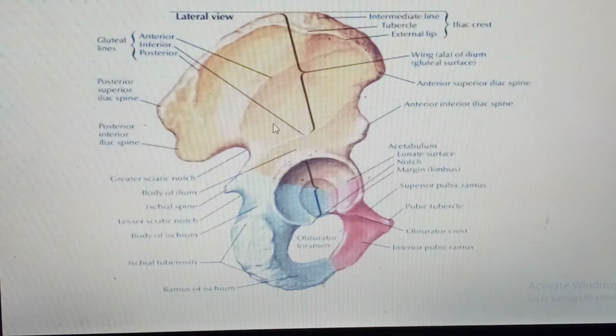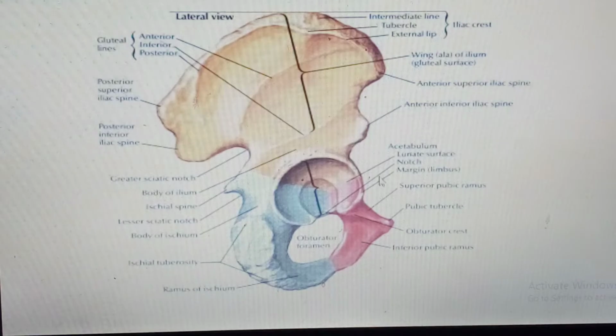Then, if you go posteriorly, similarly, we have the posterior superior iliac spine, and of course the posterior inferior iliac spine. We will get to know that there will be a tuberosity, which will be on the inner surface. So I'll show you that one. That will be the iliac tuberosity. Okay, so this is what we are seeing over here.